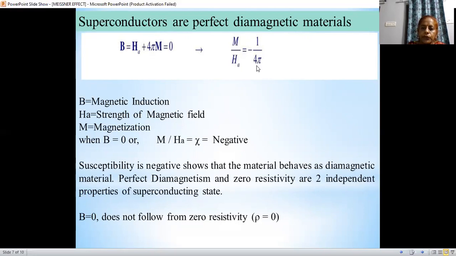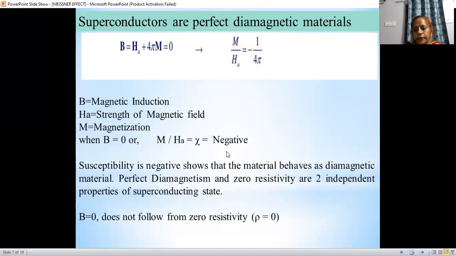And we are well familiar that the ratio M upon H is termed the magnetic susceptibility. That means the magnetic susceptibility for superconductors is less than 0, it is negative. And what does negative susceptibility indicate? Negative susceptibility indicates that these materials behave as diamagnetic materials. Hence, superconducting materials show diamagnetic behavior. But perfect diamagnetism and zero resistivity are two independent properties of the superconducting state.